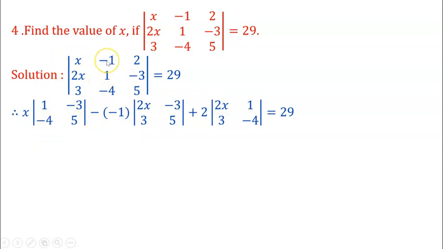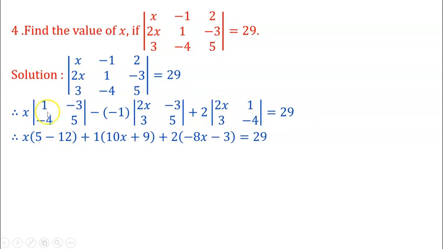Again, the same thing is here. Minus in bracket minus 1. Eliminate these elements and these. You will get 2x, minus 3, 3, 5. And the last, plus 2. Eliminate again the elements in the first row and the third column. 2x, 1, 3, minus 4. And that's equals to 29.